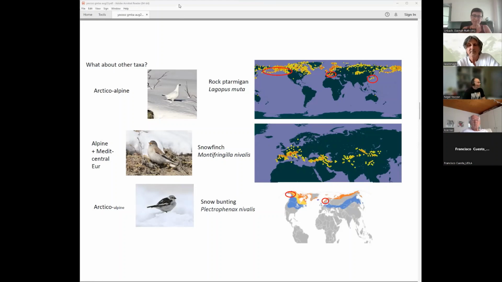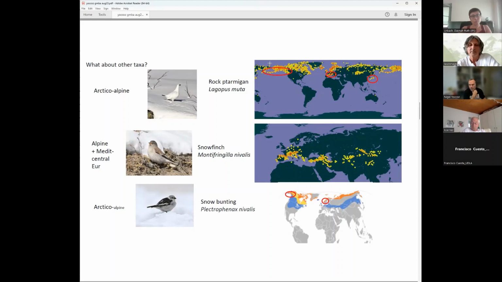So I feel more comfortable discussing these groups. If you think about birds, a typical example of an arctico-alpine species is the rock ptarmigan. As you can see on the map, you have it both in the Arctic and in mountain ranges, such as the Alps and the Pyrenees in Europe, but you also have it in the mountains in Japan or in North America. So this is, again, a nice example of arctico-alpine.